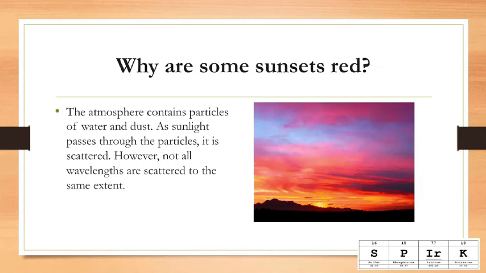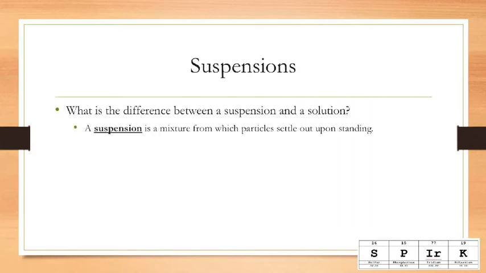So why are some sunsets red, or even some sunrises? The atmosphere contains particles of water and dust, and as sunlight passes through the particles, it is scattered. However, not all wavelengths are scattered to the same extent, which causes the different colors. So we're going to talk about suspensions.